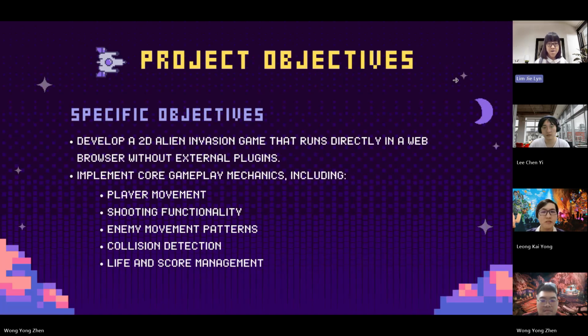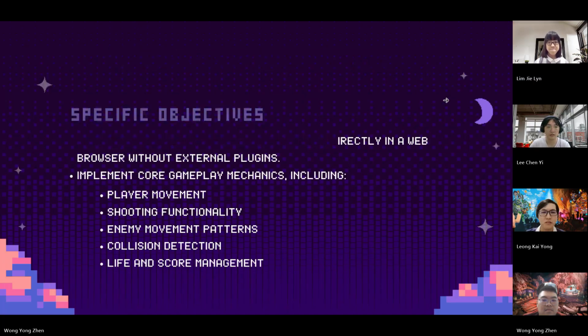So for our specific objective, it is to develop a 2D alien invasion game that runs directly in a web browser without external plugins. It is also to implement core gameplay mechanics, which include player movement, shooting functionalities, enemy movement patterns, collision detection, life and score management. Next.